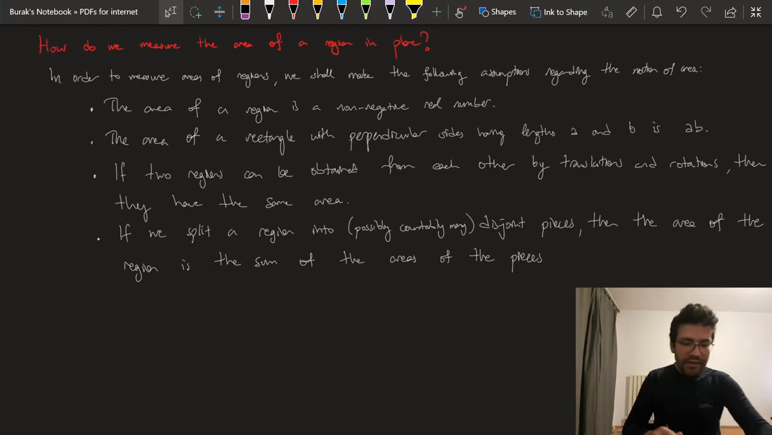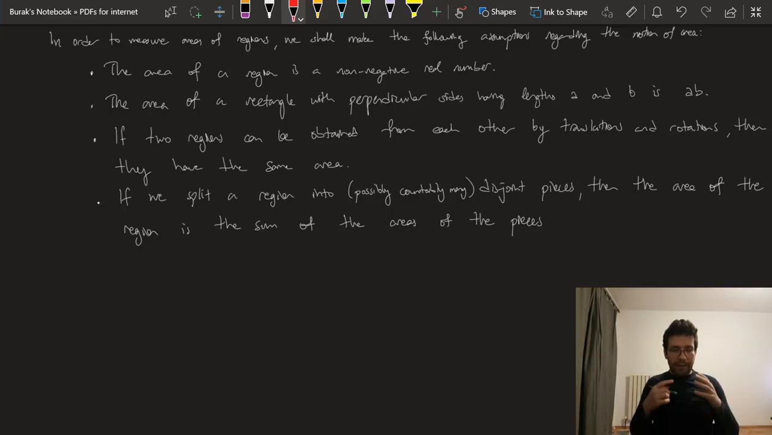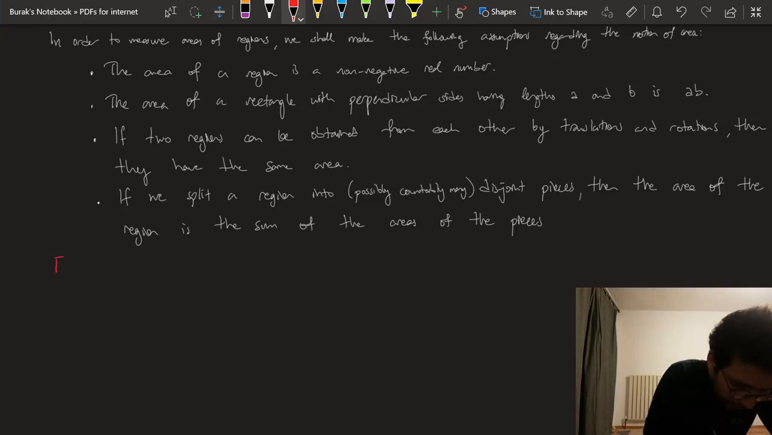Okay, now from these assumptions, today's lecture is going to be about the following. Just from these assumptions, I am going to derive the area formula for a disk with radius r. We are going to prove that the area of a disk with radius r is pi r squared just from these assumptions, okay? But before that, let me talk about some basic facts.